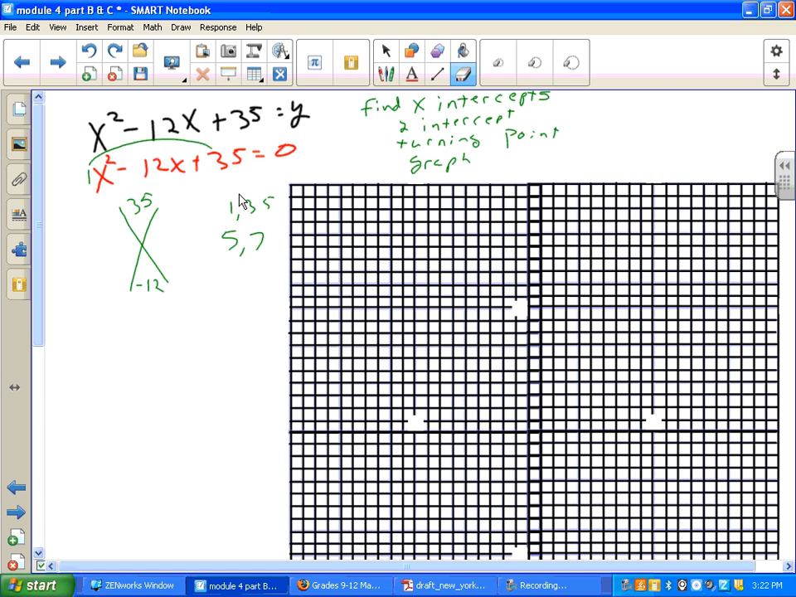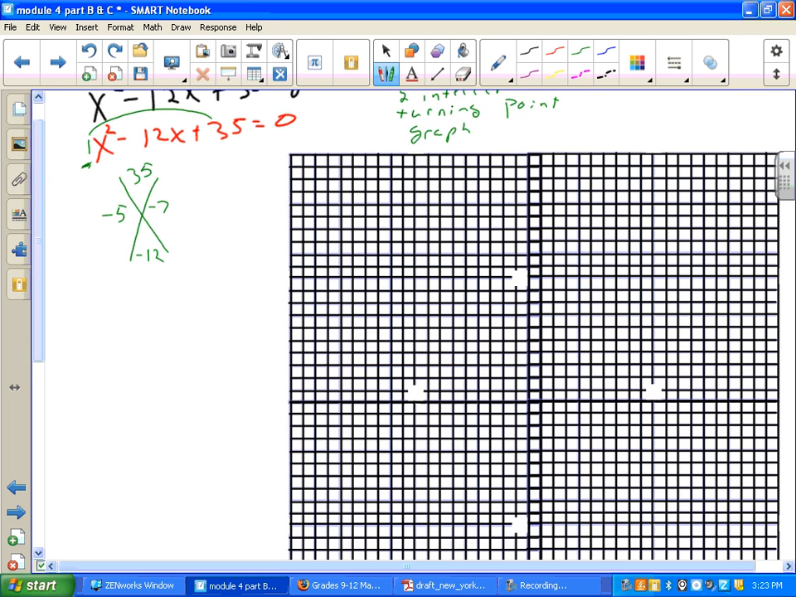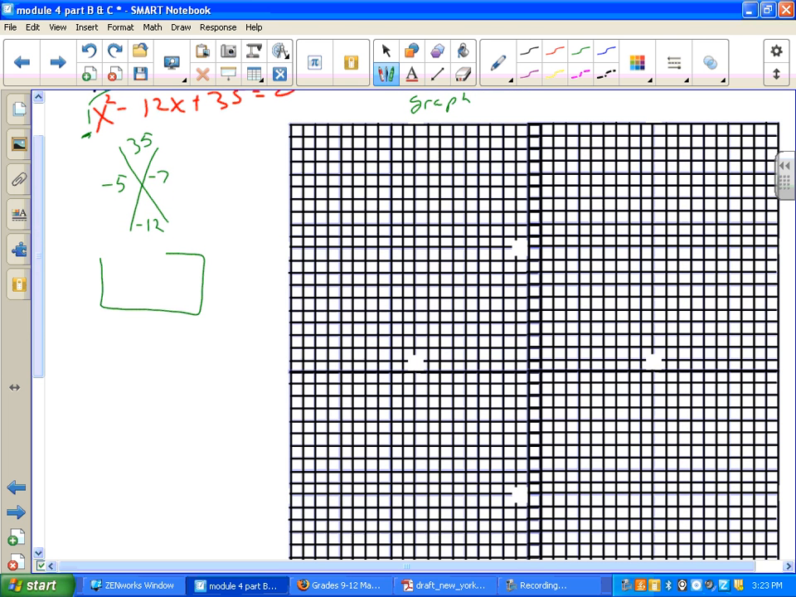So I found all the numbers that multiply to be 35 except, remember, negative 1 and negative 35, negative 5, and negative 7. Their opposites also multiply to be positive 35. Which one of these add up to be negative 12? Negative 5 and negative 7. Now, let's do the box. We really don't have to do this because the leading coefficient is 1, but let's just make sure that we know how to do everything before we take a test on it.